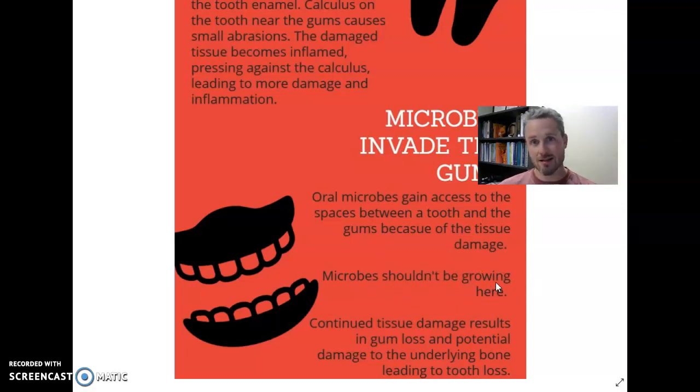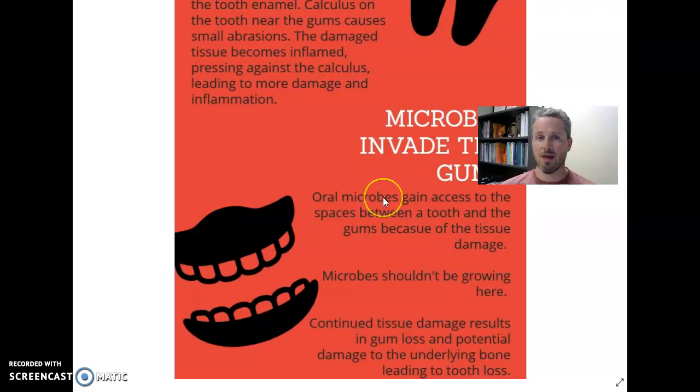They release exoenzymes and exotoxins that further damage the gum tissue, and we just keep losing gum tissue. So we get continued tissue damage, leading to gum loss and potential damage to the underlying bone beneath my teeth and my gums. And that's the worst case scenario, is if this damage progresses that far, the bone gets damaged, and that can lead to tooth loss and things like that.